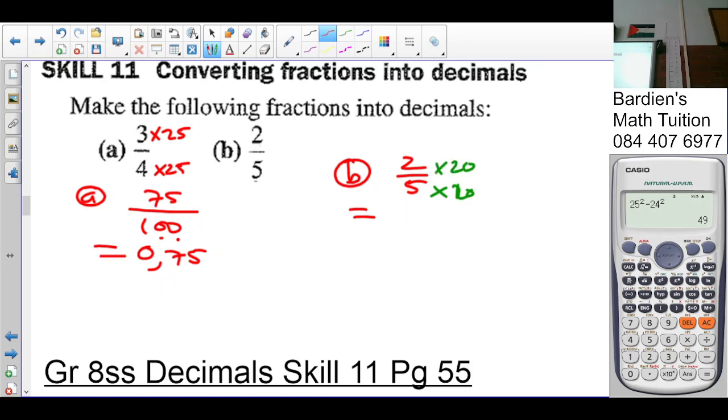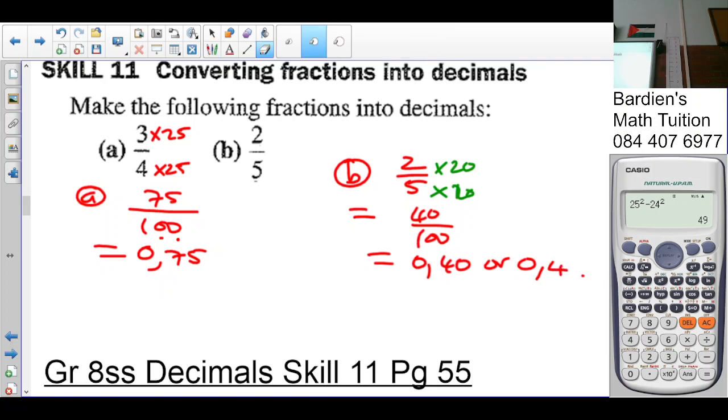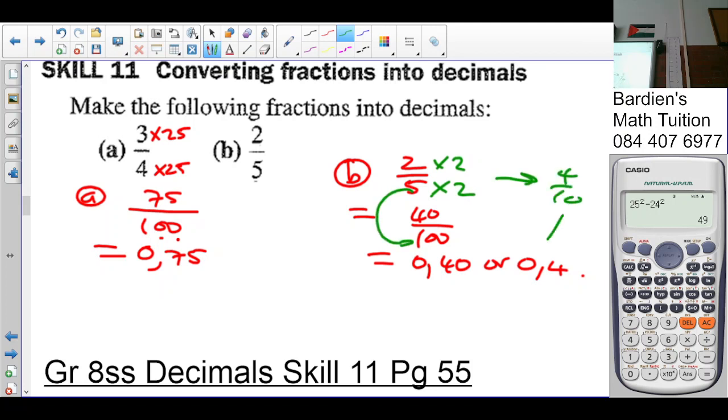So 2 times 20 is 40 over 100. So that's simply going to be 0,40. If I multiply this actually by 2, it would have been easier, times by 2. Then I would have gotten straight into 4 over 10, which would have been much easier. Now say for argument's sake you don't know how to do that.